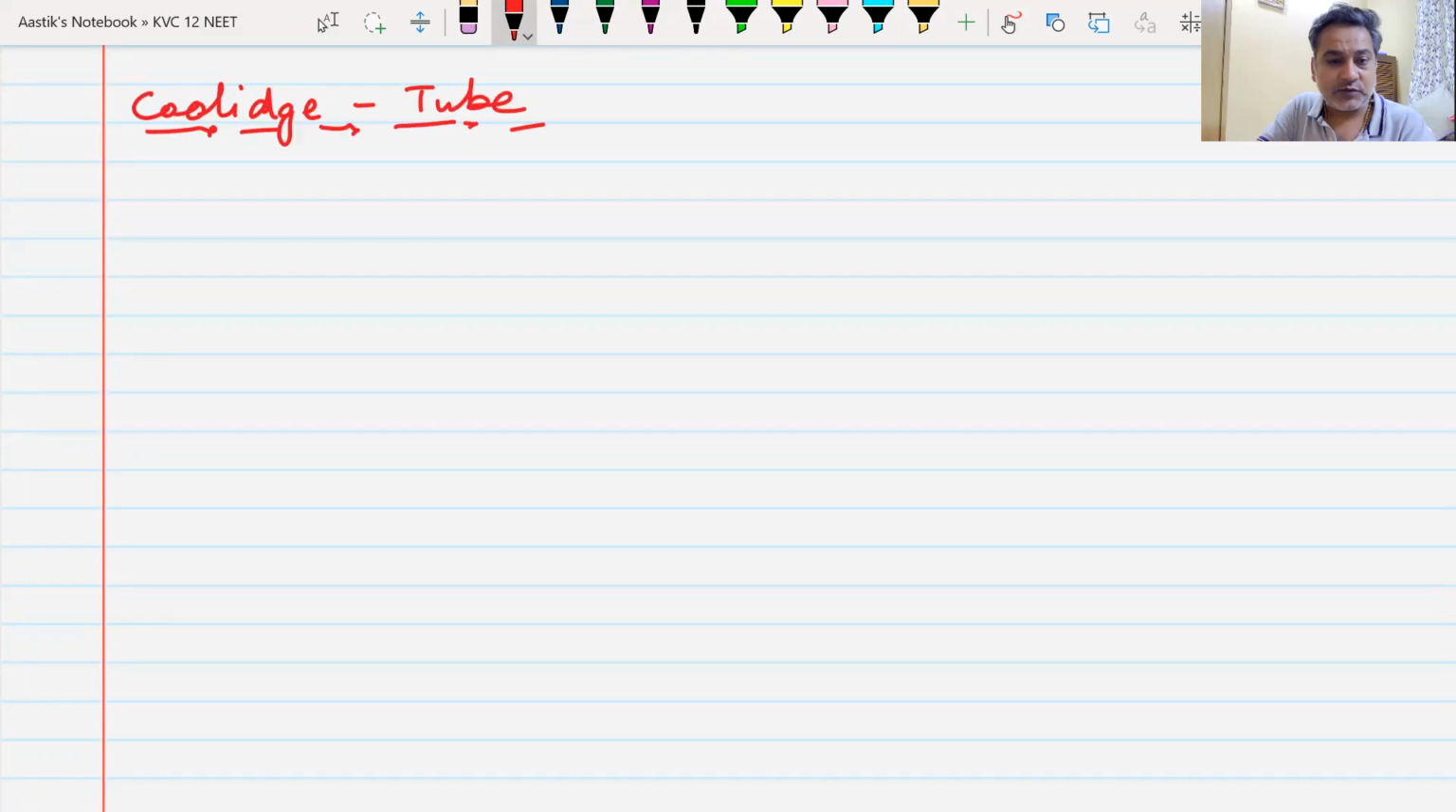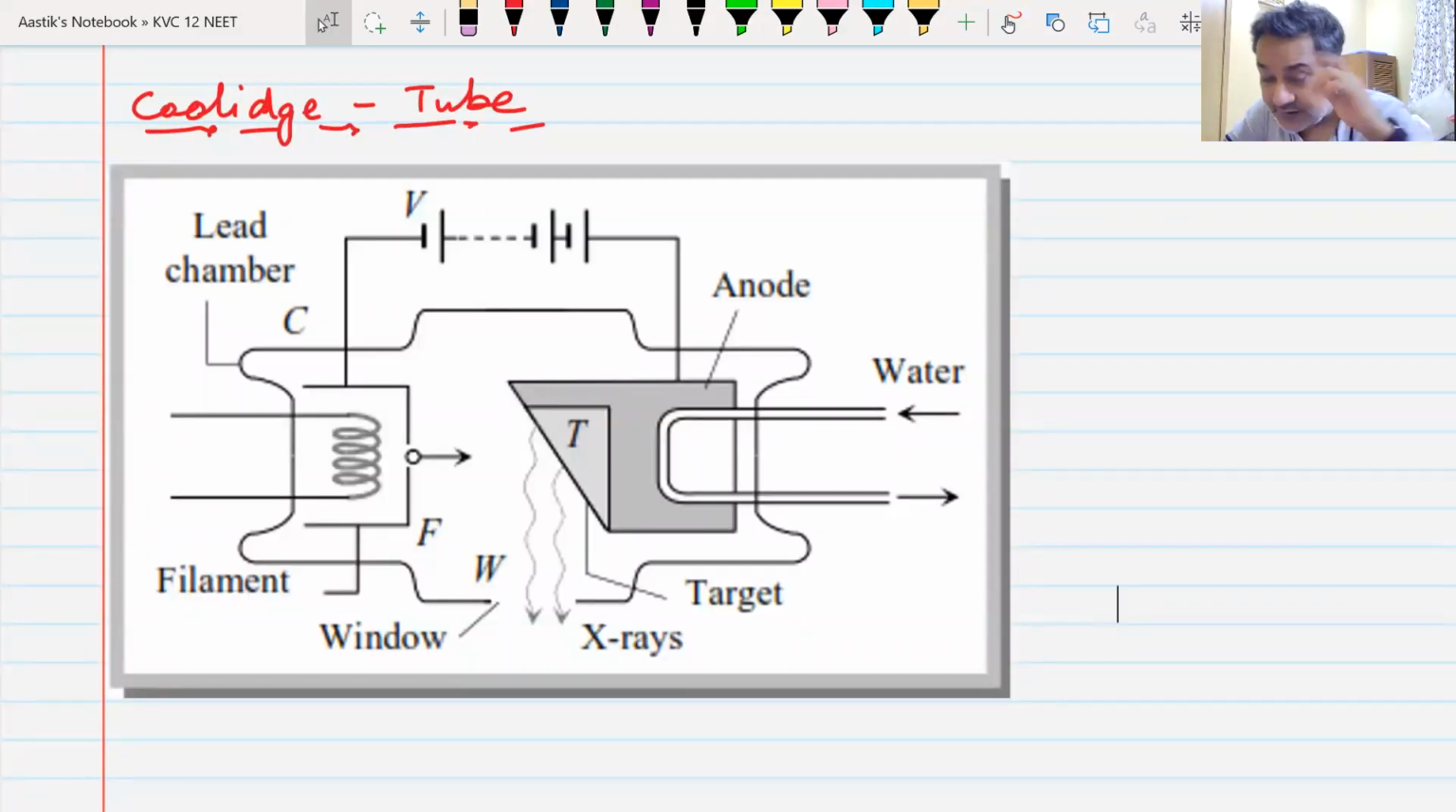And how does a Coolidge tube look? I have got a diagram, and you draw it as well as you can, and then we will study the various elements of this diagram. I will mark out the important elements first. The first element is known as the filament. Now, this filament is nothing but a heater. Do you see this heating coil? It has a current I flowing into it.